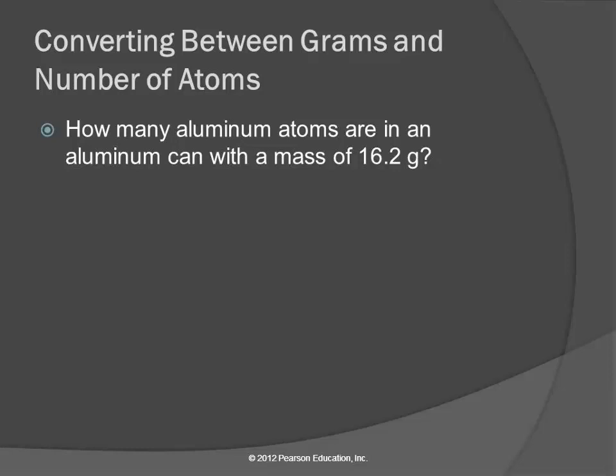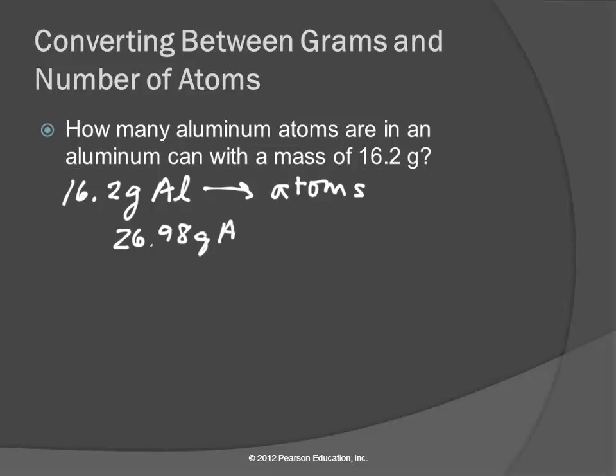So here we're given 16.2 grams of aluminum. And they're asking how many aluminum atoms are there. So we want to go from grams to atoms. Well, we're going to need the molar mass off the periodic table. Again, that's 26.98. 26.98 grams of aluminum equals 1 mole of aluminum. But what does 1 mole equal? 6.022 times 10 to the 23rd atoms.